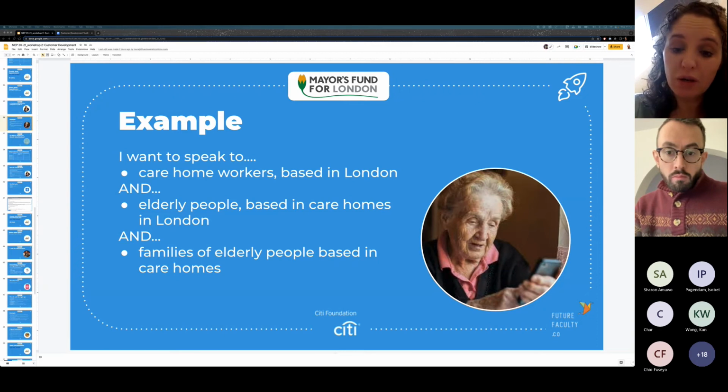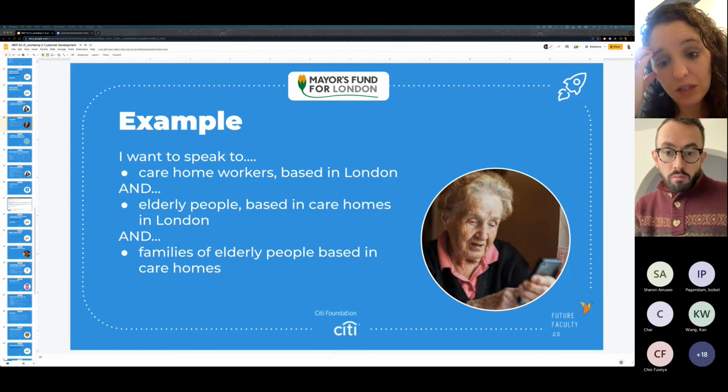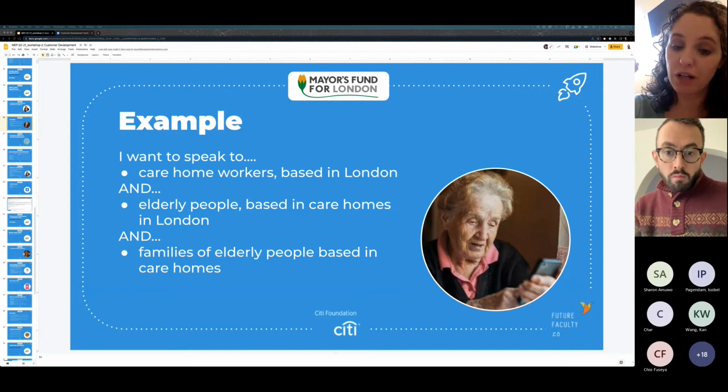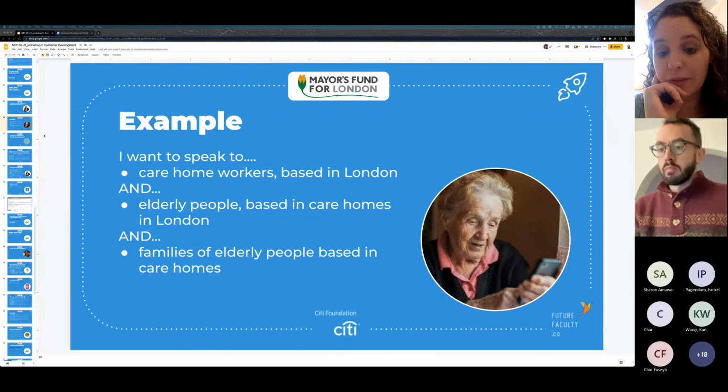And maybe schools as well, because if it's something that you're wanting to get in front of children, but you want to go via schools rather than parents, again, who's the decision maker within the school? Who is it? What's their budget? So you could have more than one customer that is worth interviewing.